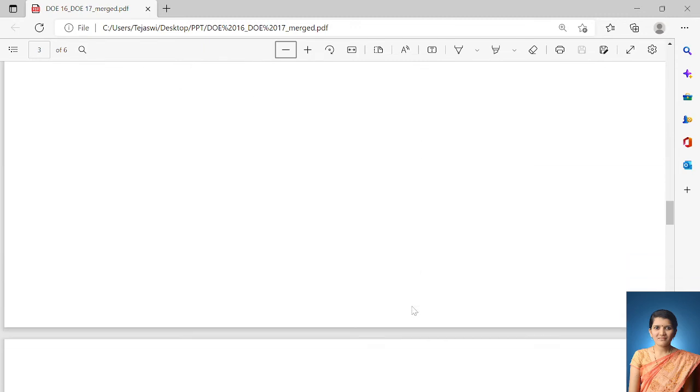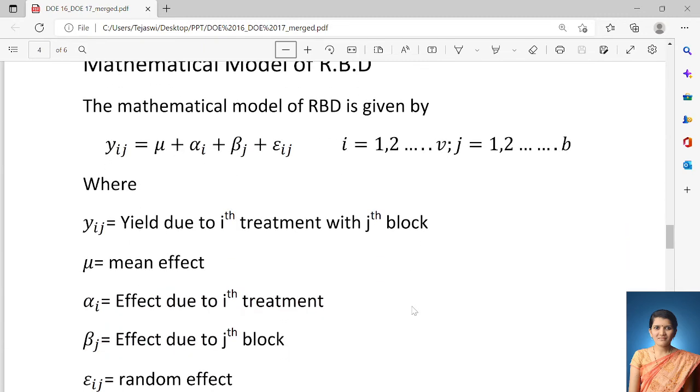Now we see the mathematical model of RBD. It is Yij = mu + alpha i + beta j + epsilon ij. Compared to CRD, the extra term included is beta j for the block. In CRD the mathematical model is mu plus alpha i plus epsilon ij only, but in RBD there is an extra term beta j. This is for the block.